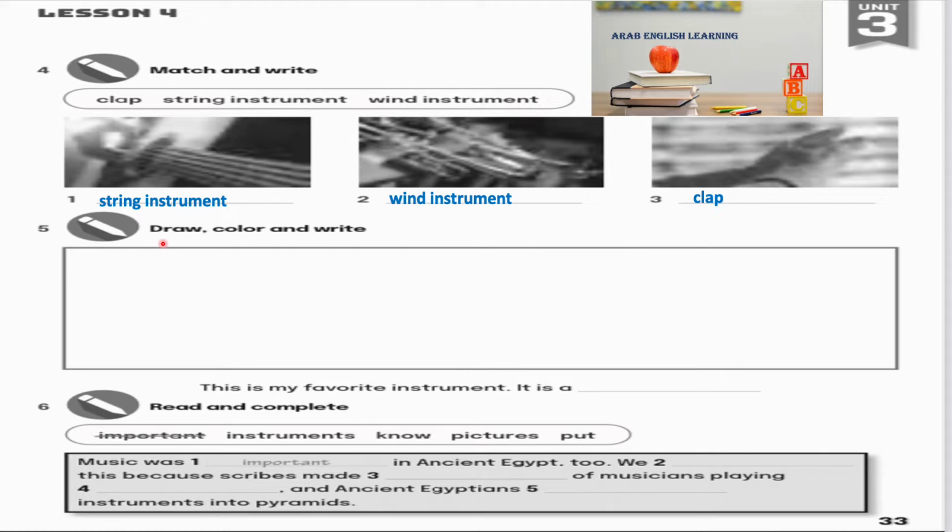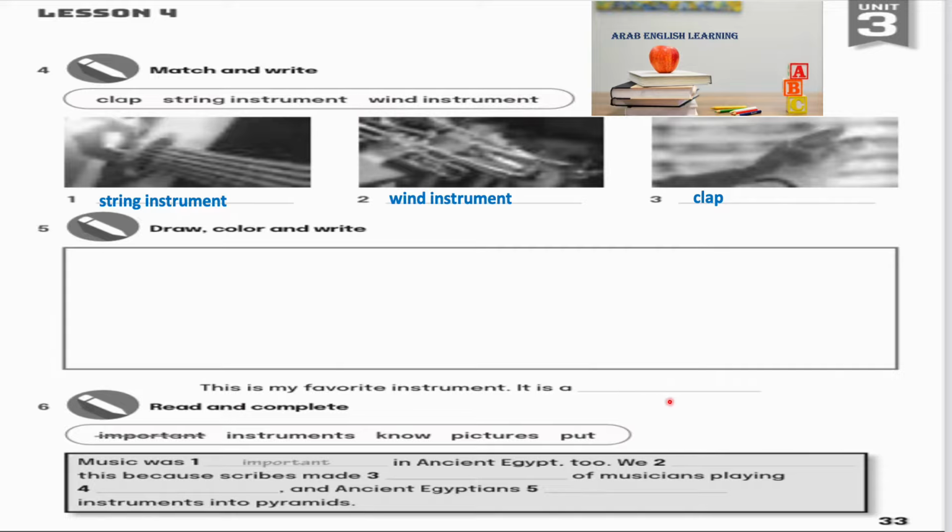Exercise 5, this is your job. You will draw and color and write. Draw whatever instrument you love here. For example, you can draw a rababa, you can draw a piano, and color it and write, this is my favorite instrument, and write its name here.